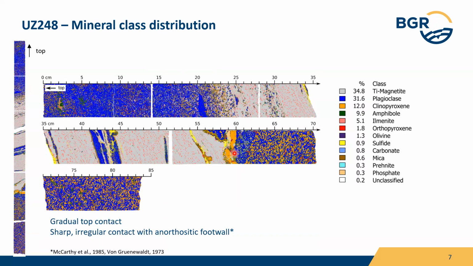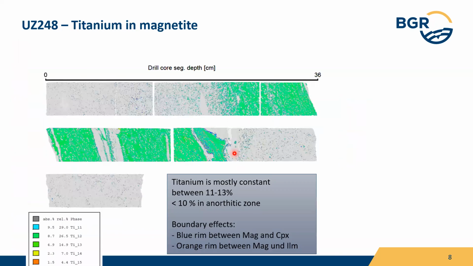Now, this is the mineral classification, and in our software we have the possibility to visualize also more than just minerals. I said before we have, for example, the titanium content, and now I plotted only magnetite, but the colors represent titanium concentrations within the magnetite, and you can see here it's mostly somewhere around 12 or 13%. So generally in this section it's quite constant. We have some boundary effect, I will not talk about that.